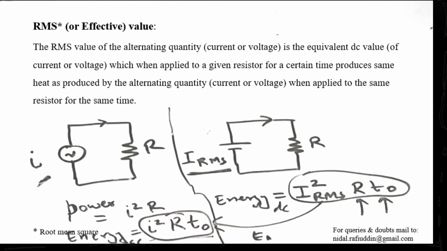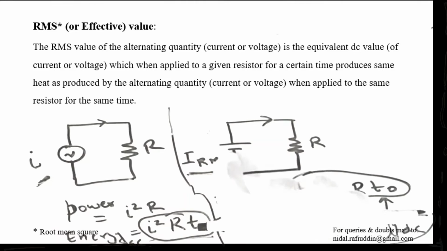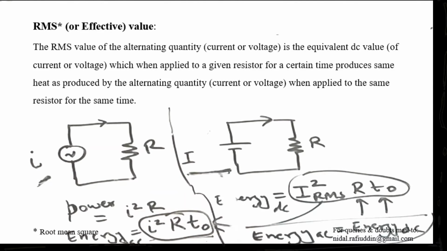So if these energies are going to be equal, so energy AC is equal to energy DC, then we say that the DC value I RMS is the RMS value of the alternating current i. So I have previously written this as RMS, and this should ideally not be written previously. We should have written this as capital I, and when we come to the conclusion that energy AC is equal to energy DC, then we say that I is the RMS of small i.